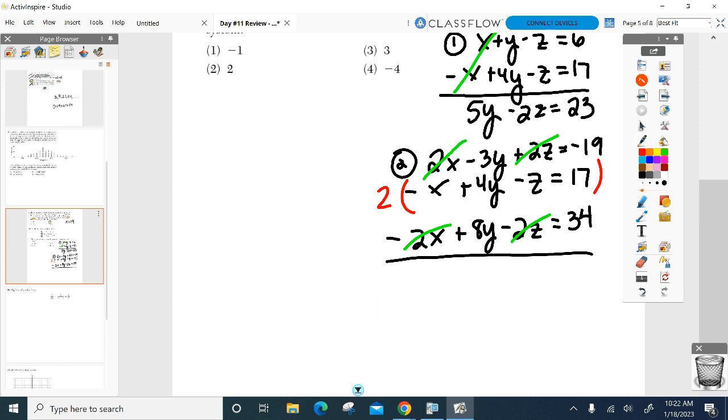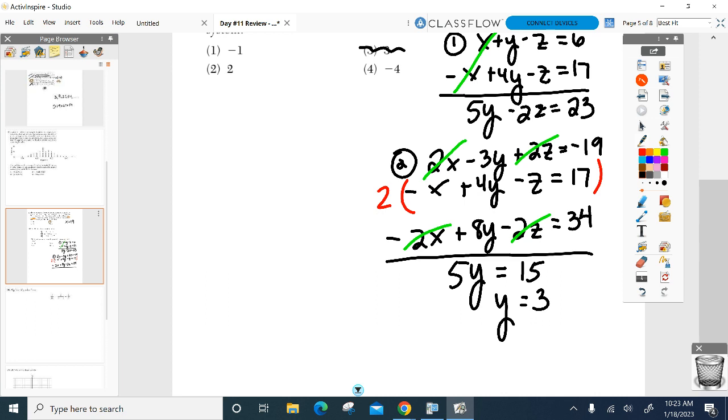All right. So how many y's do I have left? 5y equals negative 19 plus 34. 15. y equals 3. Okay, so it can't be choice 3 because we're looking for which solution it's not.